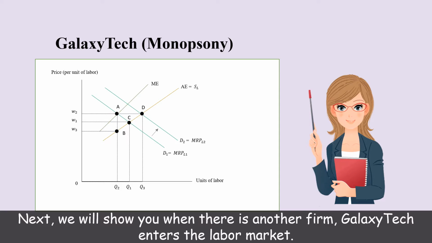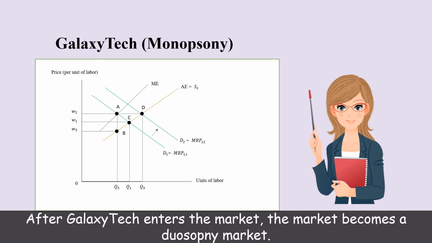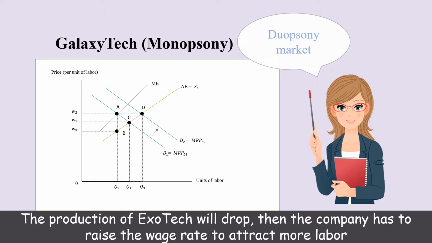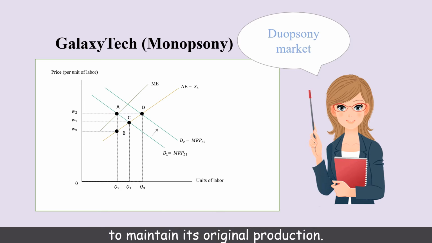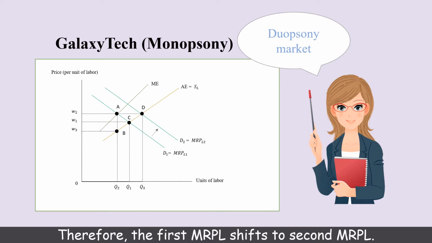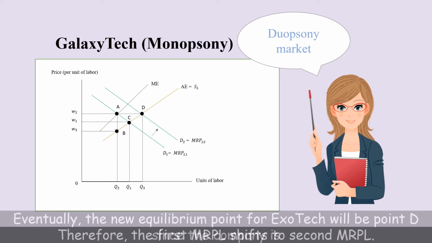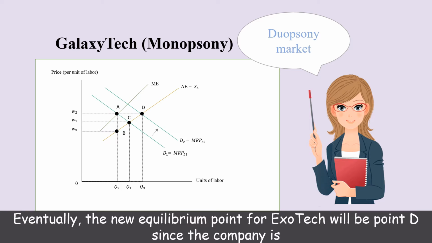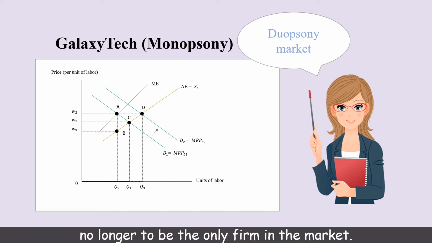Next, we will show you when there is another firm, GalaxyTech, that enters the labor market. After GalaxyTech enters, the market becomes a duopsony market. The production of Exotech will drop, then the company has to raise the wage rate to attract more labor to maintain its original production. But the increase in wage rate might cause Exotech to hire fewer workers. Therefore, the first MRPL shifts to the second MRPL. Eventually, the new equilibrium point for Exotech will be point D, since the company is no longer the only firm in the market.